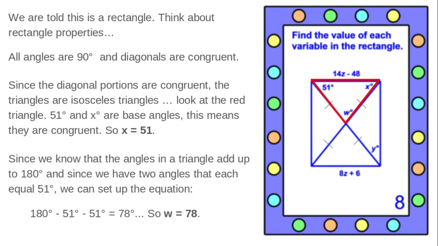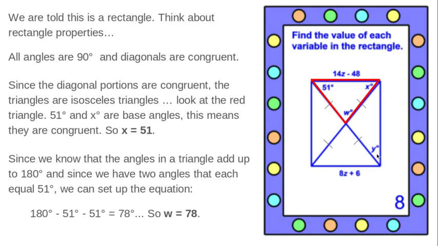The other one that we can do with this same red triangle is W, because we know that in a triangle, all angles will add up to 180 degrees. We know this angle is 51, and we know this angle is 51. So 180 minus 51 minus 51 gives us that angle W right here, part of the vertical angle, is 78 degrees.